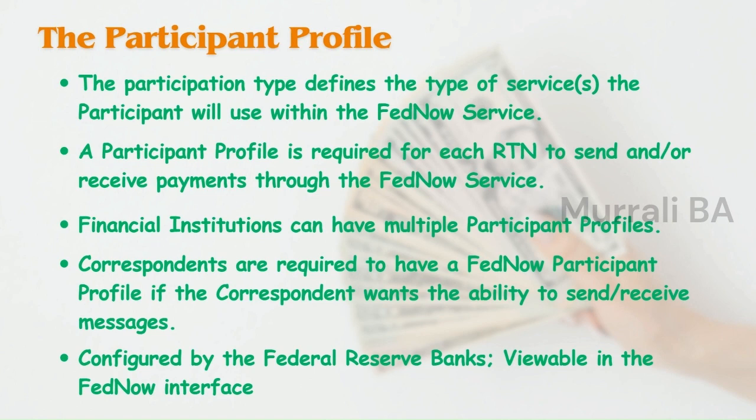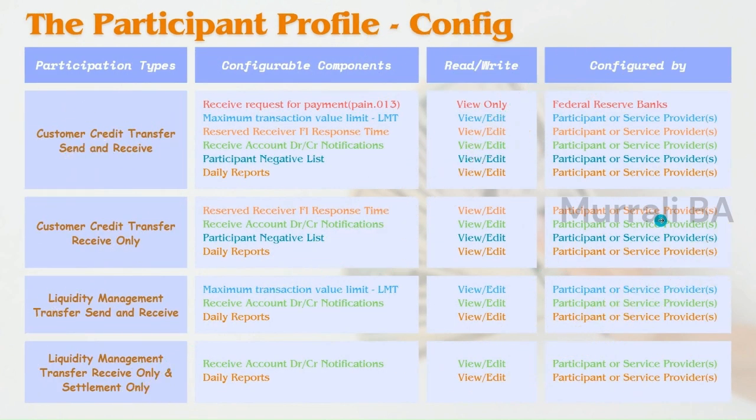Now, in the next slide, let us see what are all the configurable components given for each participant type. We saw that earlier, right? The participant profiles are based on the participant types you chose. So based on that, what are all the options that FedNow offers for the particular participation type? And let's see who is going to configure it, or whether it can be viewable, editable, and everything. All those things we will see in this slide.